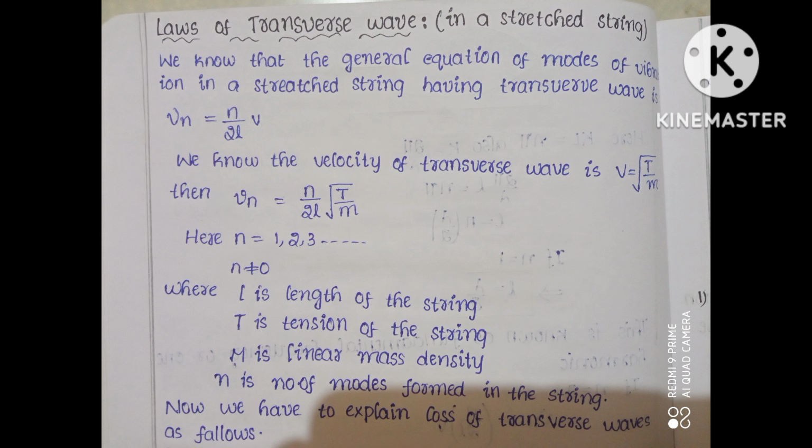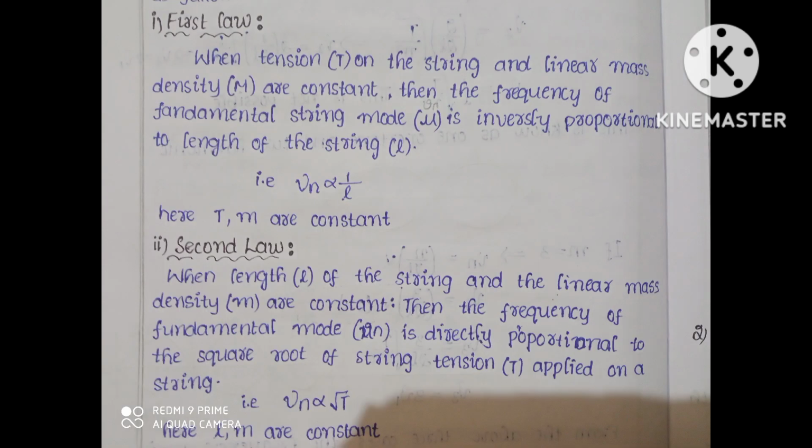Now we have to explain the laws of transverse waves as follows. First law: when tension T on the string and linear mass density m are constant, then the frequency of the fundamental mode is inversely proportional to the length of the string L. That is, Vn is directly proportional to 1 by L. Here T and m are constant.